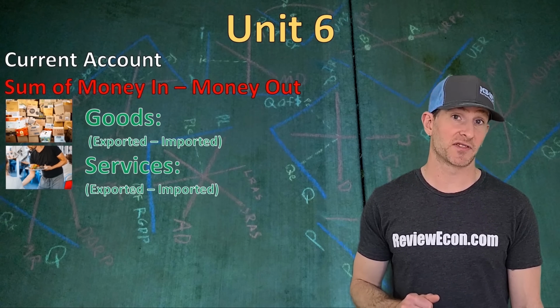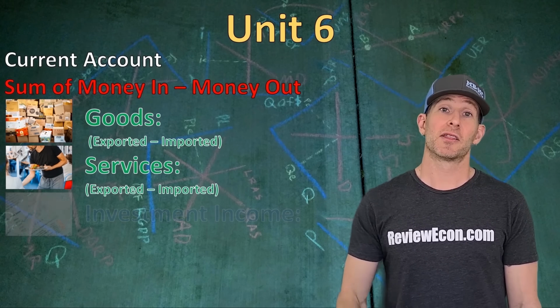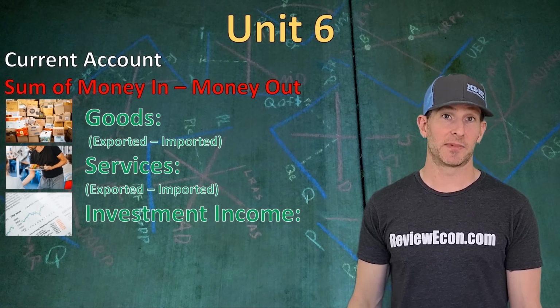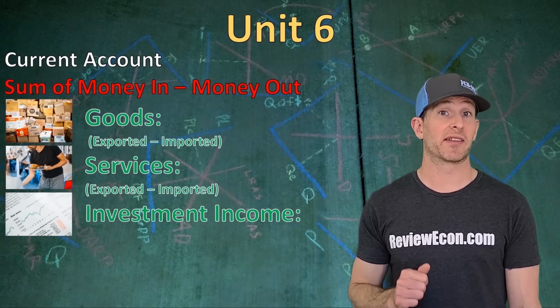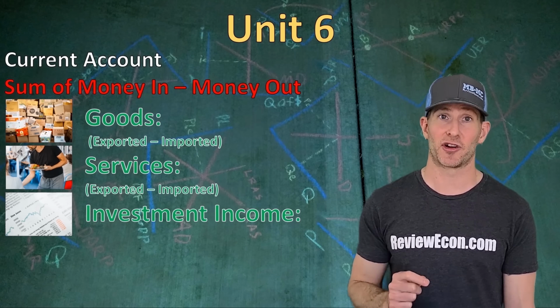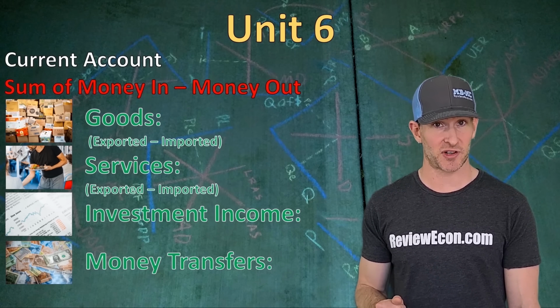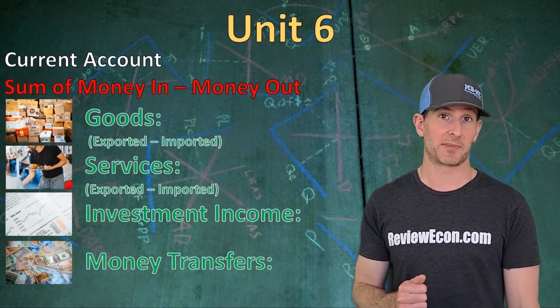Next, we have purchases of services. Again, exported services minus imported services. The third thing is investment income. Purchases of investments go in the capital and financial account, but income earned on those investments is in the current account. Last, we have money transfers. Money transferred out of this economy is subtracted, and money transferred into this economy is added.